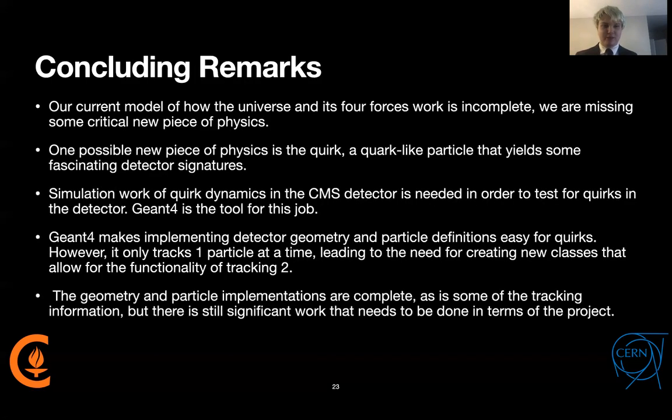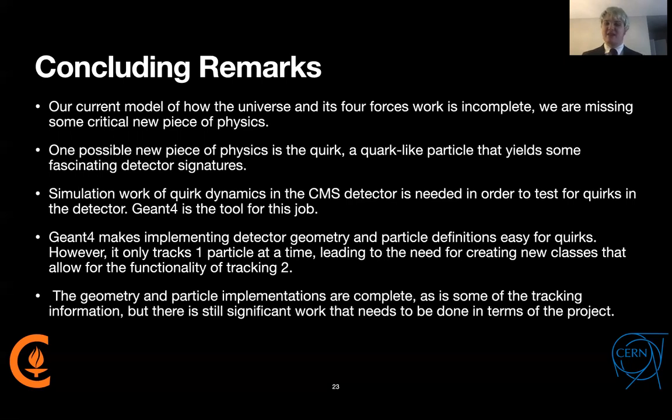I will now conclude and sum up what I have discussed. So our current model of how the universe and its 4 forces work is incomplete. We are missing some critical new pieces of physics. And one possible new piece of physics is the quirk, a quark-like particle that yields fascinating detector signatures. Simulation of the quirk dynamics in the CMS detector is needed in order to test for quirks in the detector. Geant4 is the tool for this job.